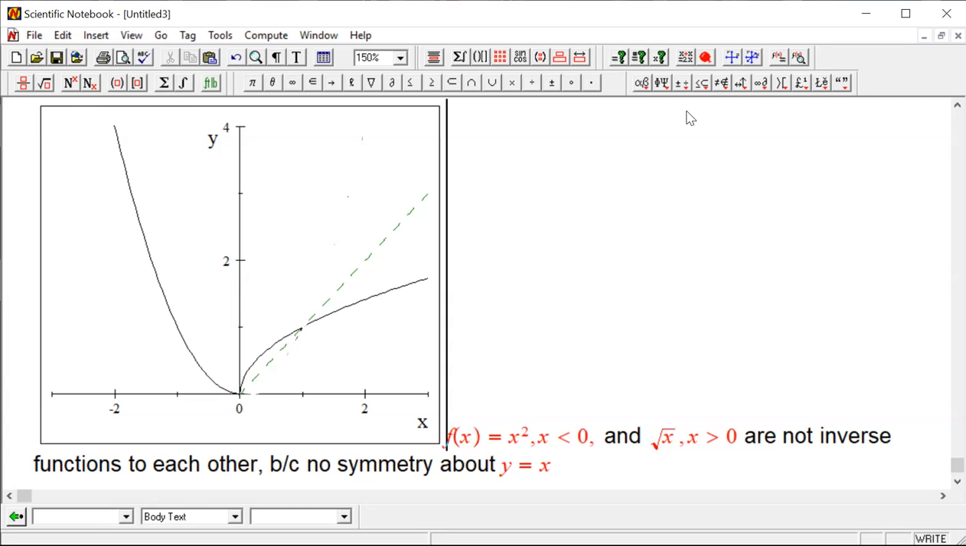So for this question, we already have the answer. Now the question is, what is the inverse of that function? I'm going to go over that with you as well. Pretty much the answer is already given to you.